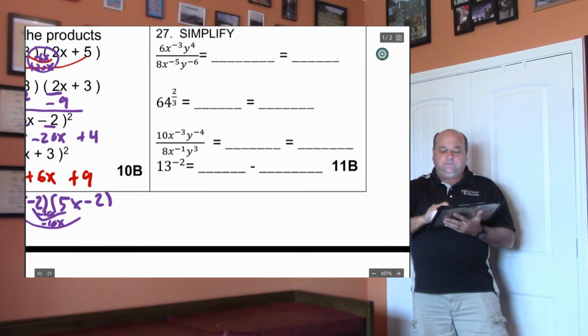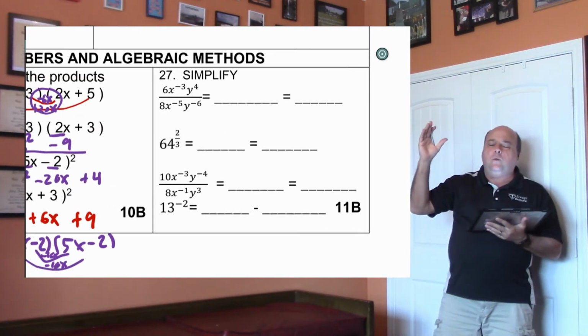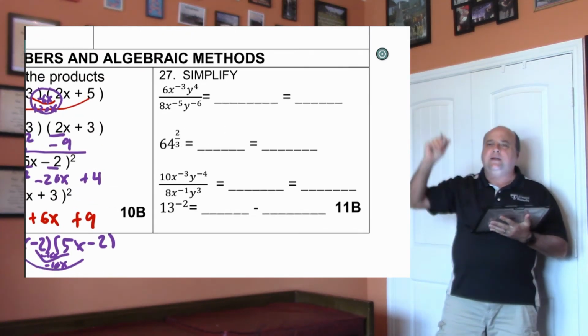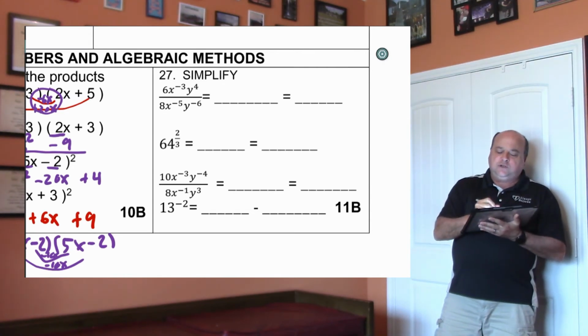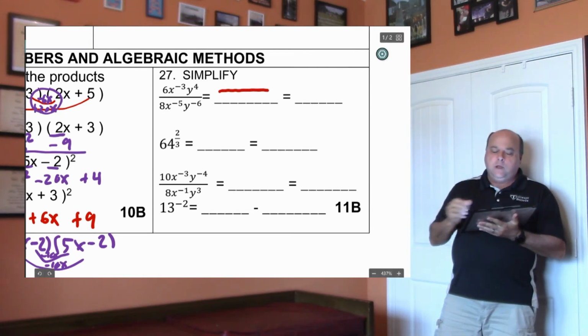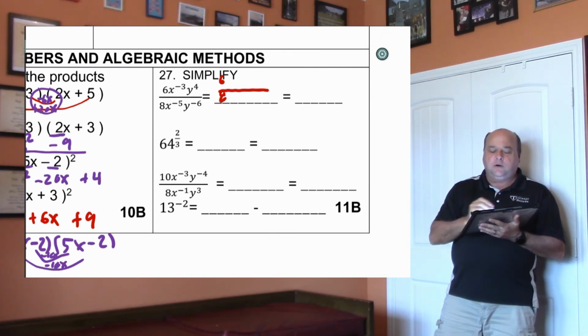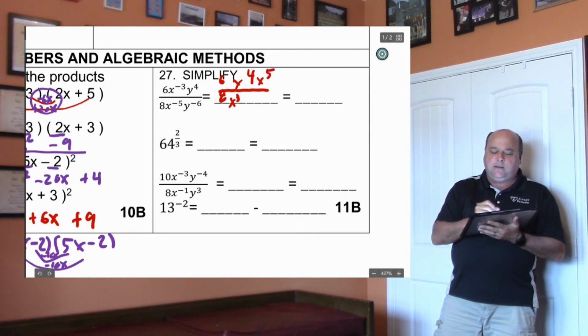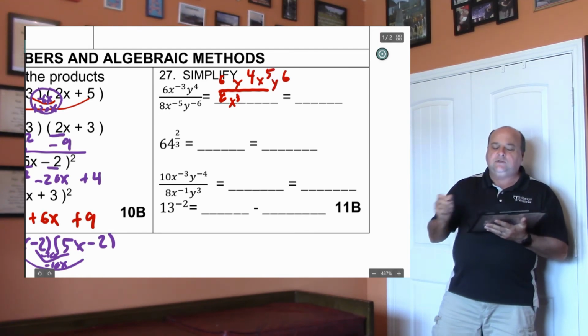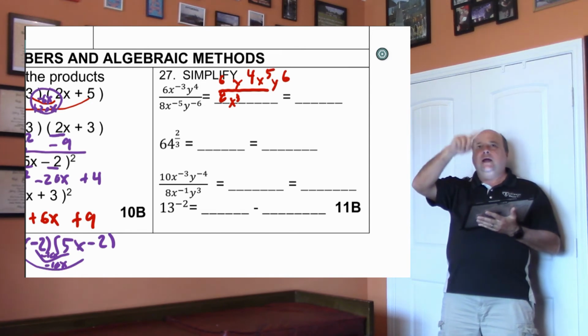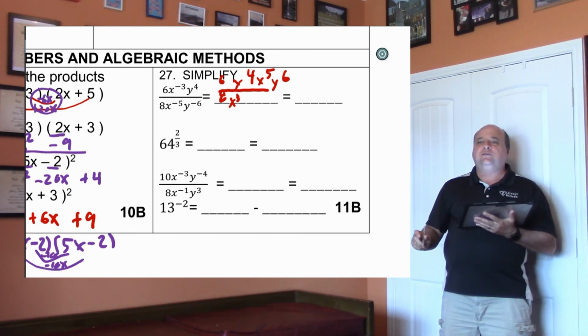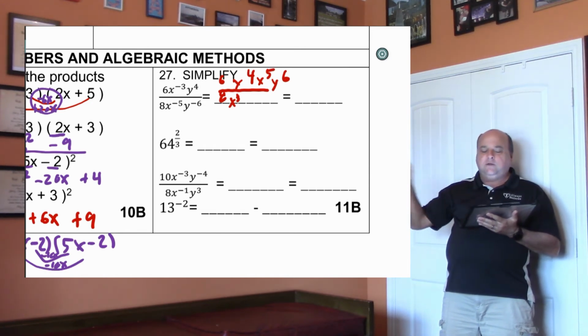Let's go to the next one. I would prefer you do this by getting rid of the negative exponents, okay? So on this problem right here, we're going to draw a fraction bar. We're going to put 6 over 8, and then go left to right and get rid of all the negative exponents. So the x to the negative 3 will go to the bottom. The y to the 4th will stay on the top. The x to the negative 5 goes to the top. The y to the negative 6 goes to the top. So now I don't have any negative exponents.